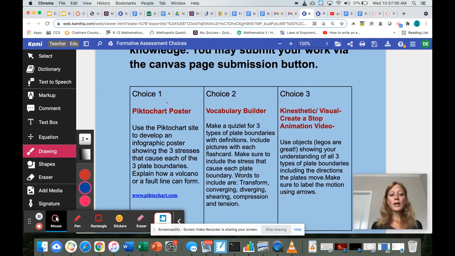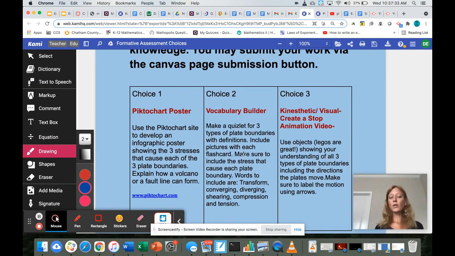So the PictoChart poster option is asking you to use this site, and you're going to develop an infographic, like an informative picture showing the 3 stresses that cause each of the 3 plate boundaries. You're going to explain how a volcano or a fault line can form. Some of you might like that option.